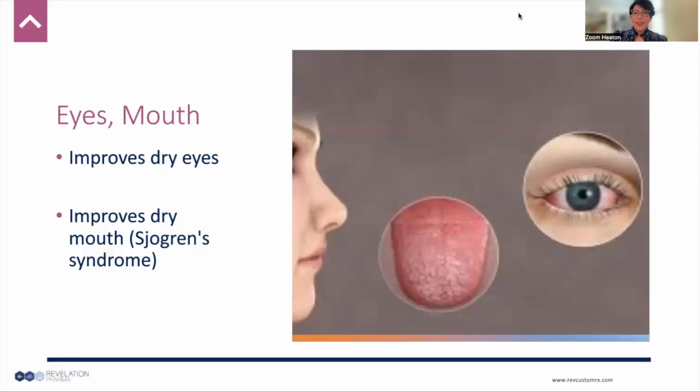Sjogren's syndrome is an autoimmune condition where the mucous membranes and the moisture secreting glands of your eyes and your mouth are affected first, resulting in dry eyes and dry mouth.